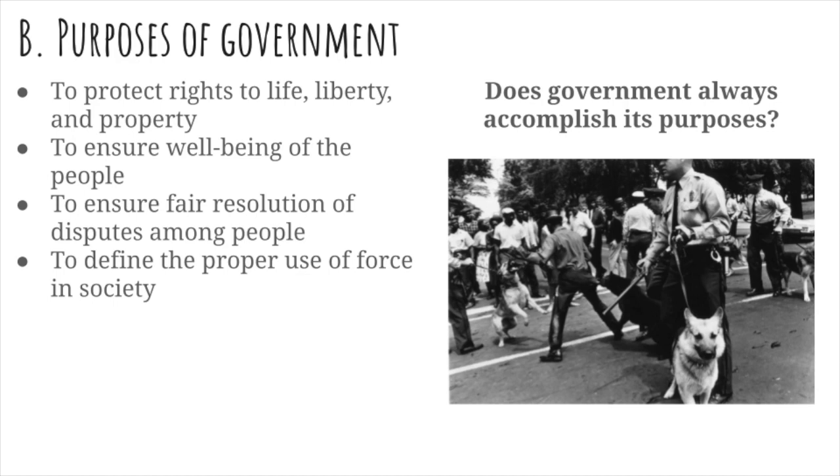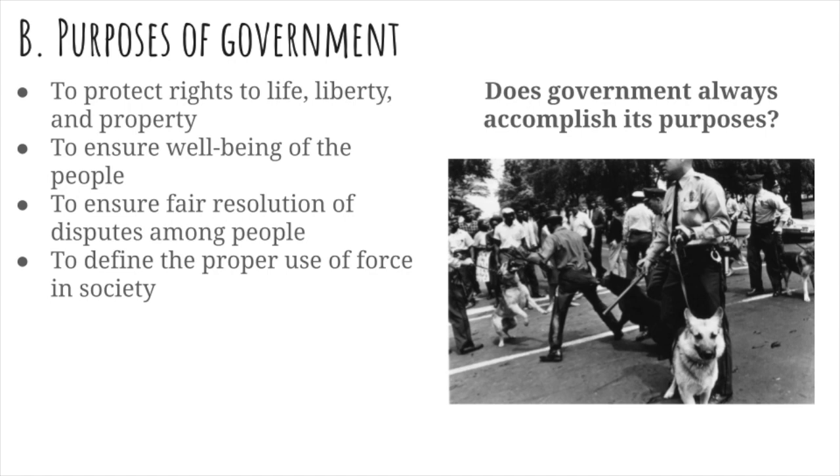So now on to the basic purposes of government. We have four of them. The first, and arguably the most important, is to protect the rights to life, liberty, and property. Those are those natural rights that John Locke identified during the Enlightenment, and those words were enshrined in the Declaration of Independence, though Jefferson changed property to pursuit of happiness.